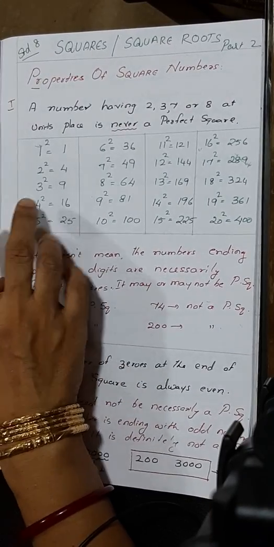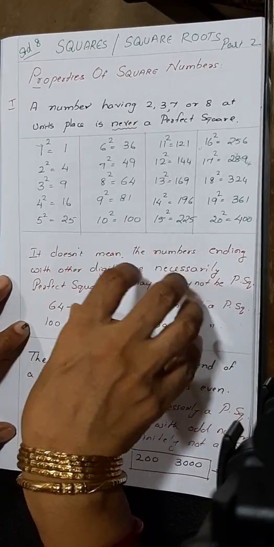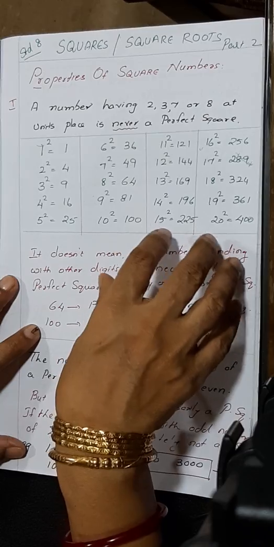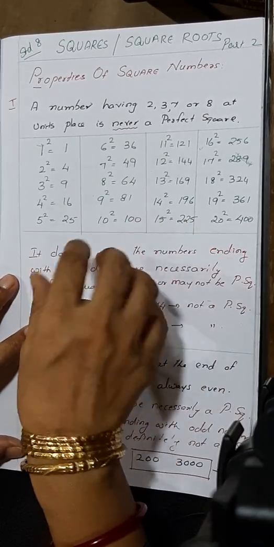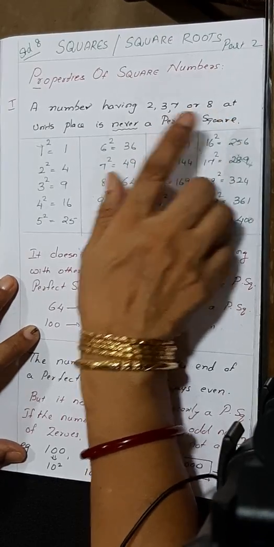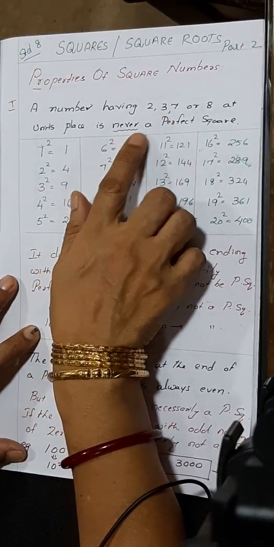Now we will learn some properties by which you can say whether a number can be a perfect square or not. A number having 2, 3, 7 or 8 at the units place is never a perfect square.